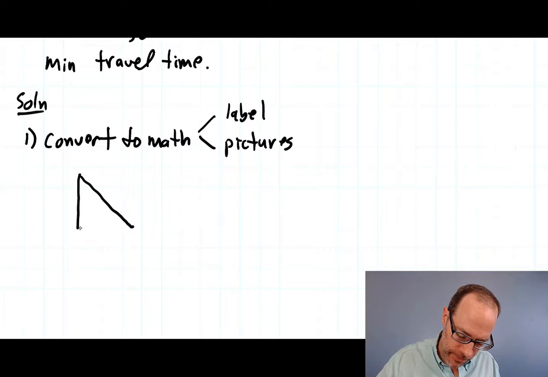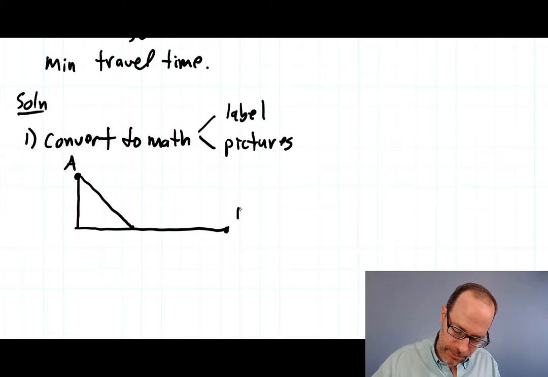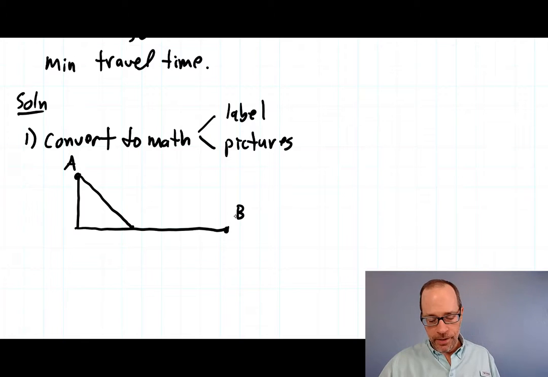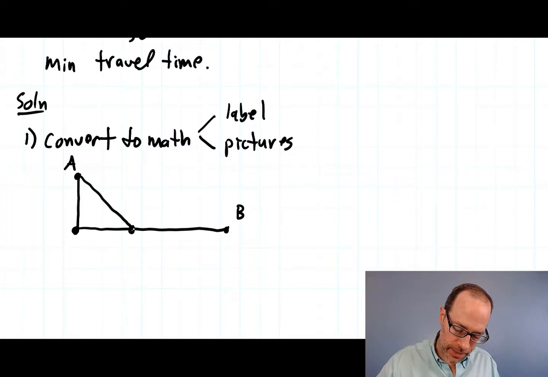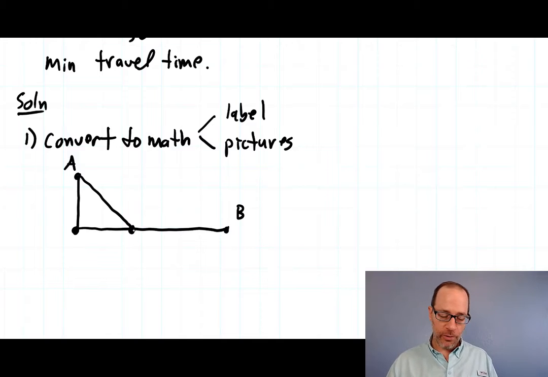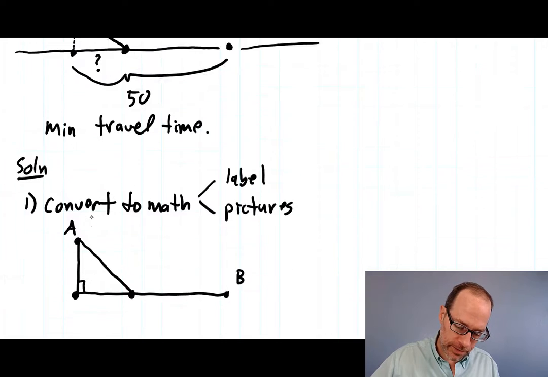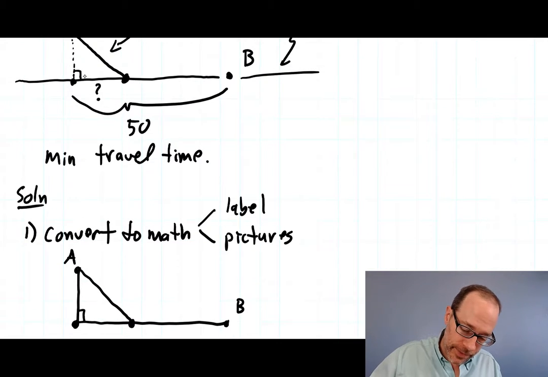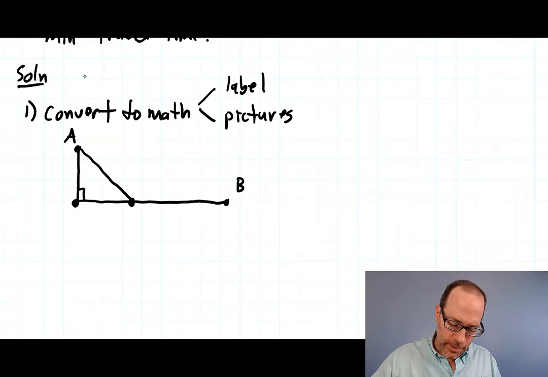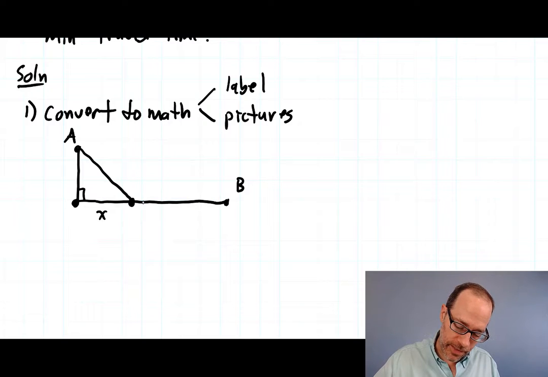You've got a triangle. Here's A, here's B, and we've got 2 points here. And the question is, how far over do you pick this point from the perpendicular? Is it perpendicular? I guess I didn't say that up here. So, it makes sense to label that x. And since the whole distance is 50, that means that this distance has to be 50 minus x.